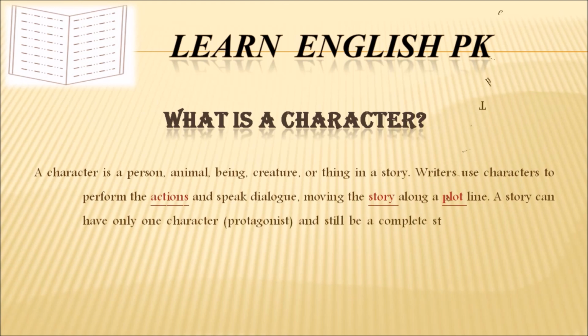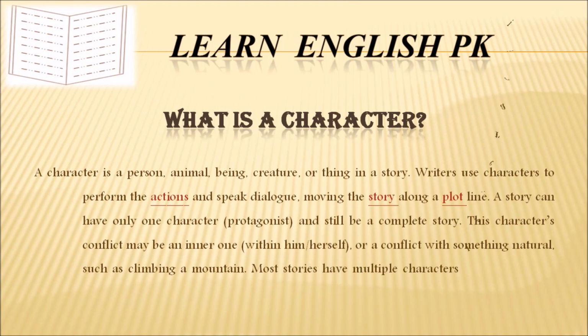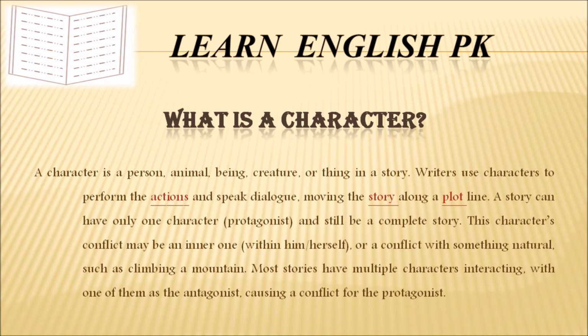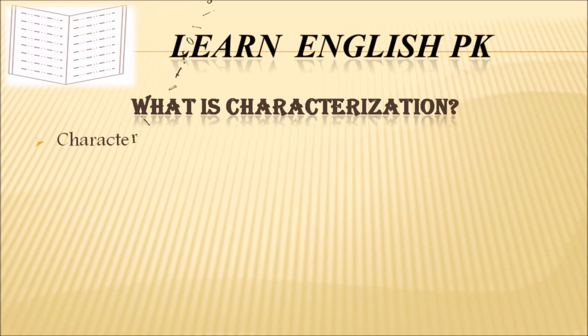Writers use characters to perform the actions and speak dialogue, moving the story along a plot line. A story can have only one character, which is called protagonist, and still be a complete story. This character's conflict may be an inner one within himself or herself, or a conflict with something natural, such as climbing a mountain. Some stories have multiple characters interacting, with one of them as the antagonist, causing a conflict for the protagonist.